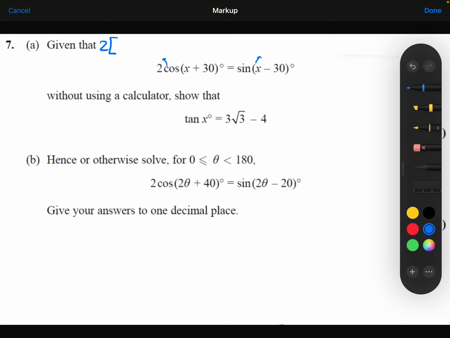Right, using the cos addition formula, I'll get cos x cos 30 minus sin x sin 30. Close the bracket, that's the left hand side done. Now using the right hand side, expanding this with the sine addition formula, we'll get sin x cos 30 minus cos x sin 30.